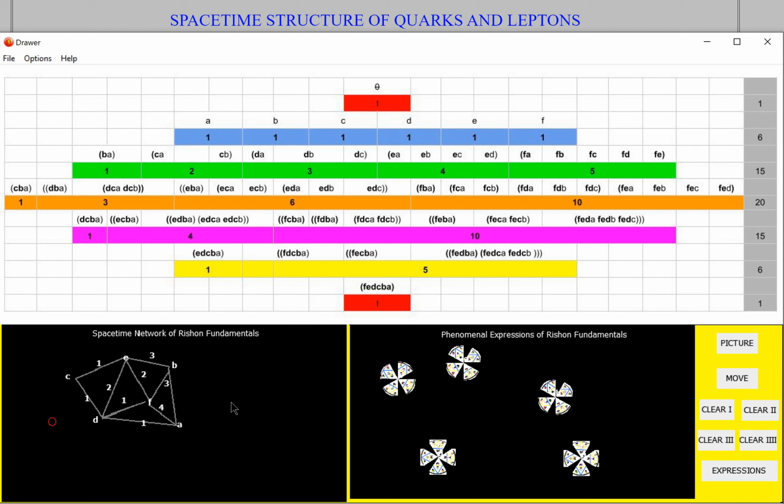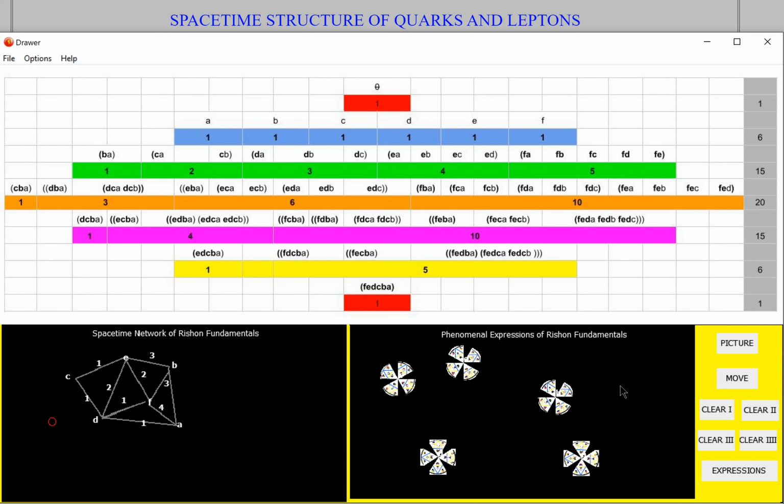the Rishon fundamentals. So the network of relations of the Rishon fundamentals generates space-time, and the expressions of those relations are the fundamental elements of the standard model, or create the fundamental elements of the standard model, the quarks and the leptons.